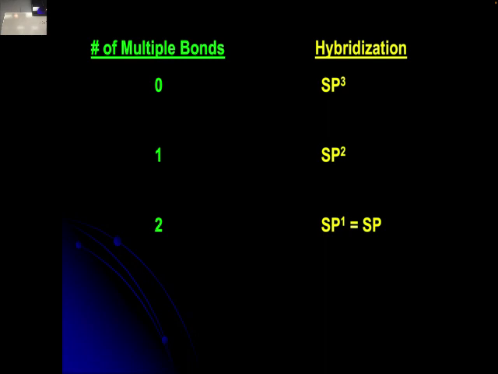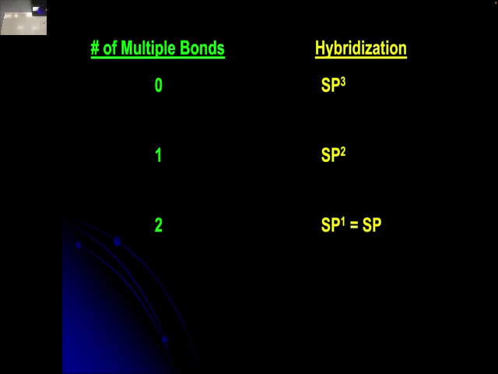So how many multiple bonds are to this carbon? 2 of them, right? So it's sp. It is an sp hybridized carbon, meaning that one s orbital and one p orbital hybridized to make the sp orbitals. Okay? How about this carbon?